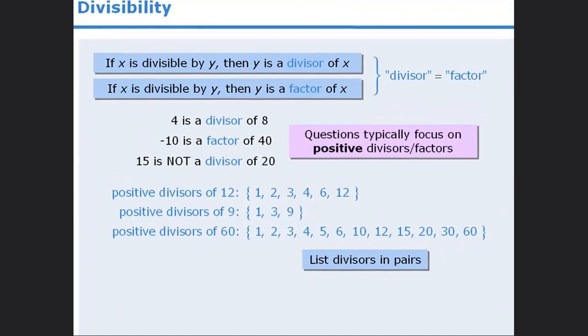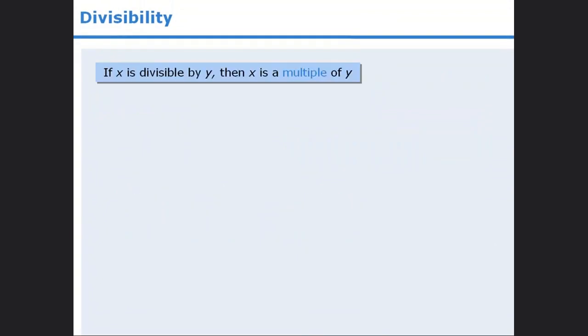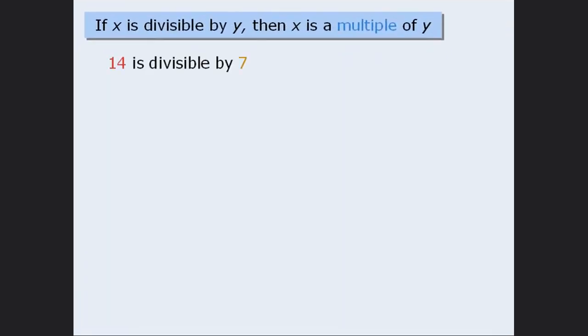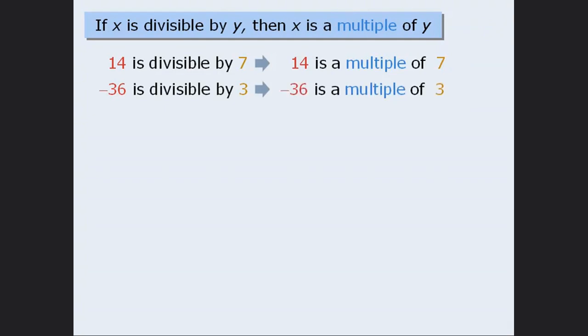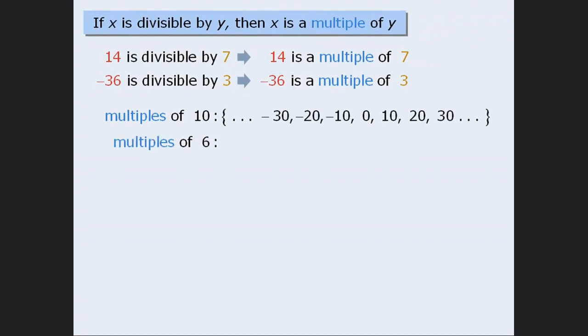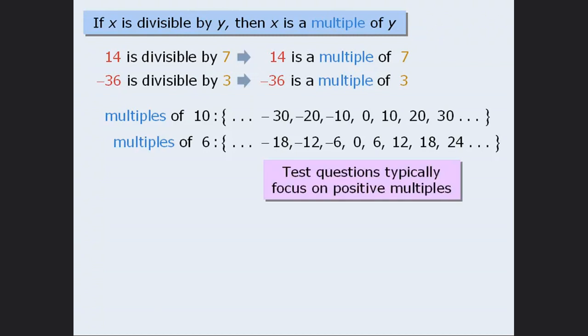Okay, another important concept has to do with multiples. If x is divisible by y, then x is a multiple of y. For example, since 14 is divisible by 7, we can also say that 14 is a multiple of 7. Similarly, since negative 36 is divisible by 3, we can say that negative 36 is a multiple of 3. To expand on this, we can say that the multiples of 10 are as follows. Similarly, we can say that the multiples of 6 are shown here. Now, although these multiples include negative values as well as 0, you'll find that the test typically focuses on positive multiples.